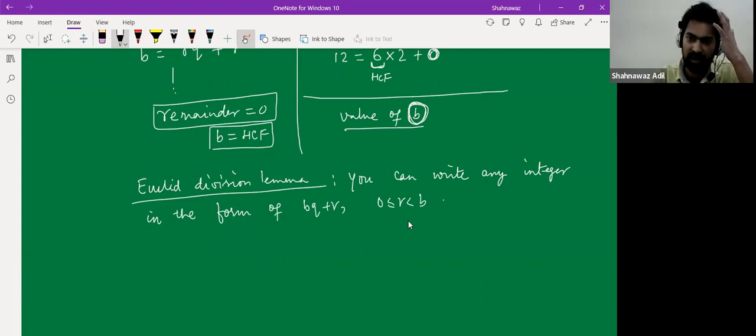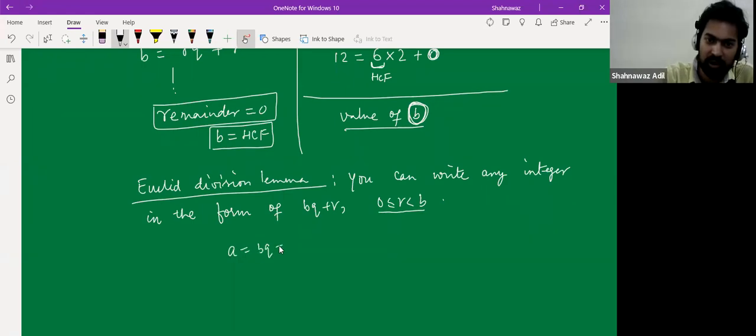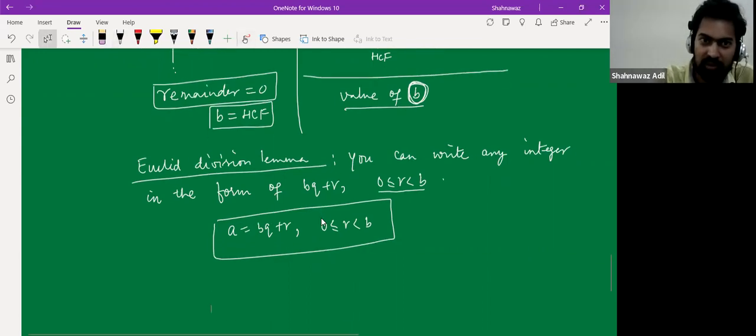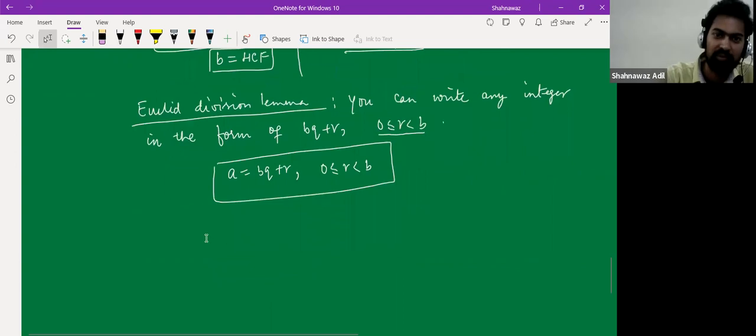So Rizwan, I made a mistake yesterday. This will not be equal to, right? It will always be less than b, right? So you can write a is equal to bq plus r, where your r goes from 0 to b, right? So this is the Euclid division lemma. Understood?